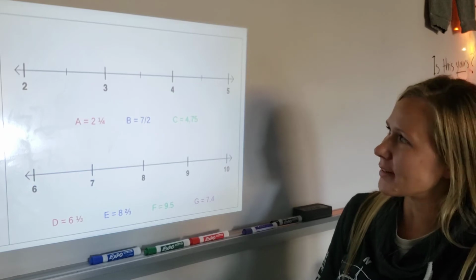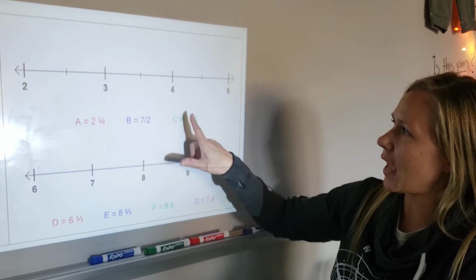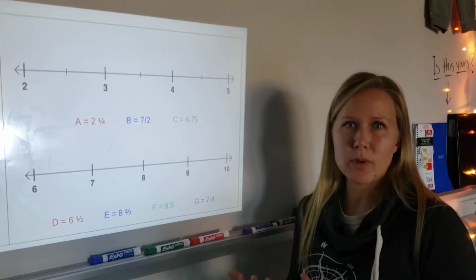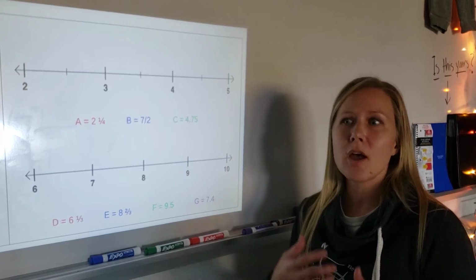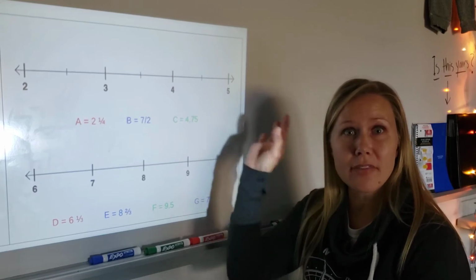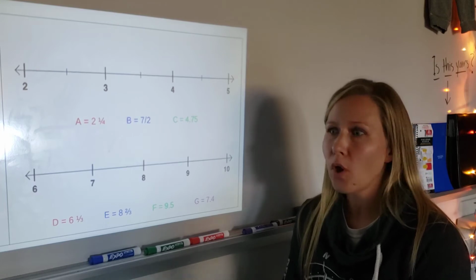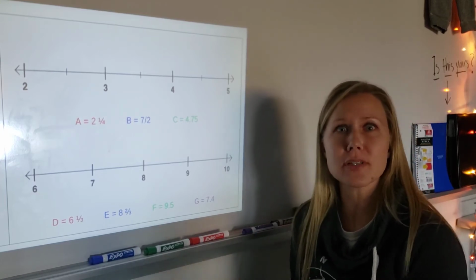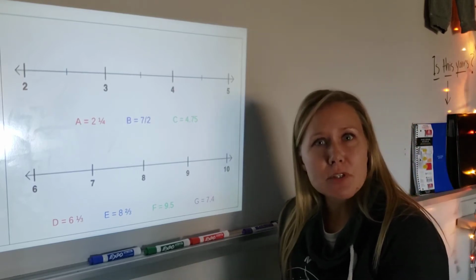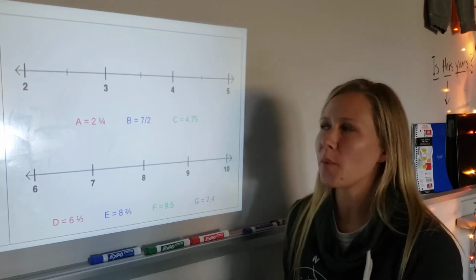Okay, now that we've got that down, let's do some plotting. With our first number line, we're going to be locating 2 1/4, 7 halves, and 4.75. Now, yesterday when we were comparing, we talked about how it's easiest when everything's in a decimal. But sometimes fractions are easy to plot on the number line, especially those friendly fractions like a half or a fourth or 3/4 or a third or 2/3. Sometimes those are easy to plot too. So you could change things to decimals. You could think about fractions, whatever's easiest for you.